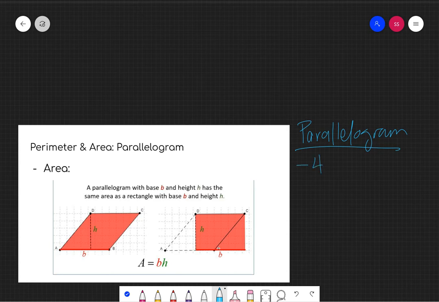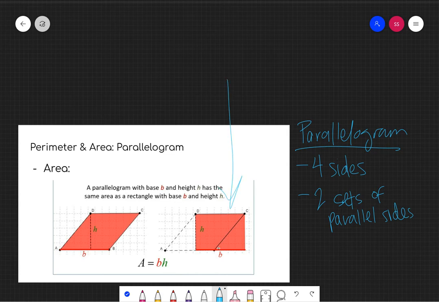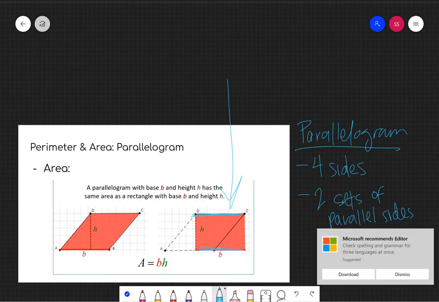So parallelogram, the common answers I got from your classmates was that they have four sides. And of those four sides, there are two sets of parallel sides. Meaning, if we look at the shapes here, we have this side parallel to this one, and this side would be parallel to this side.